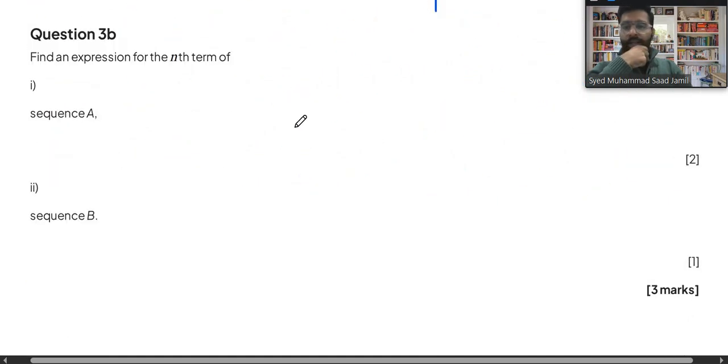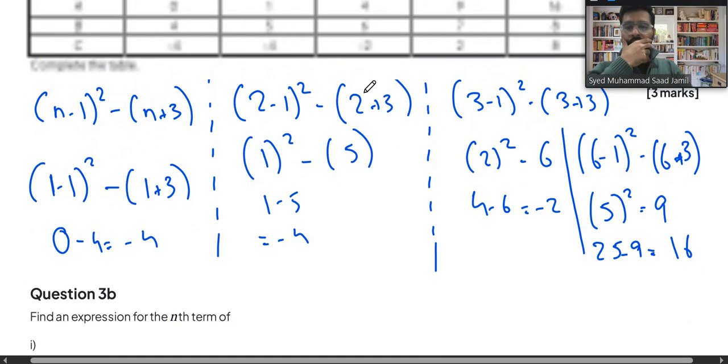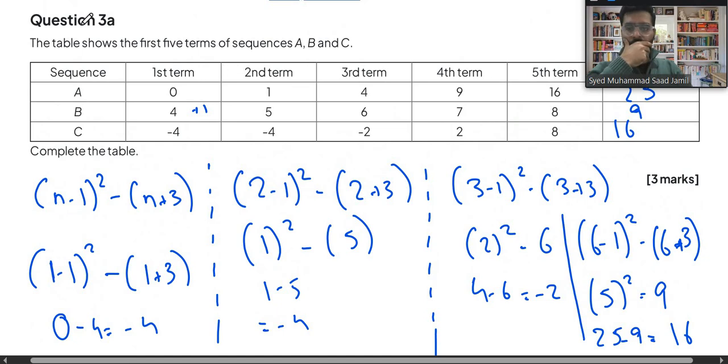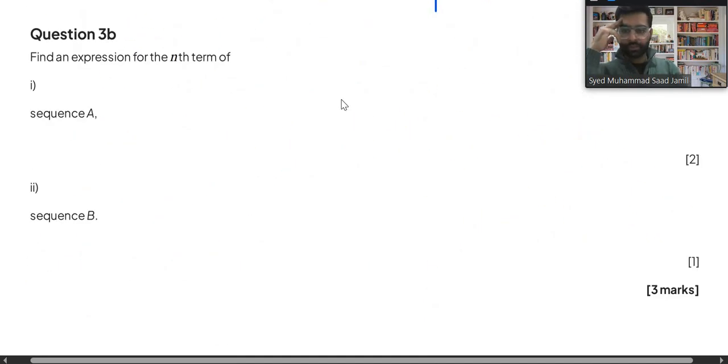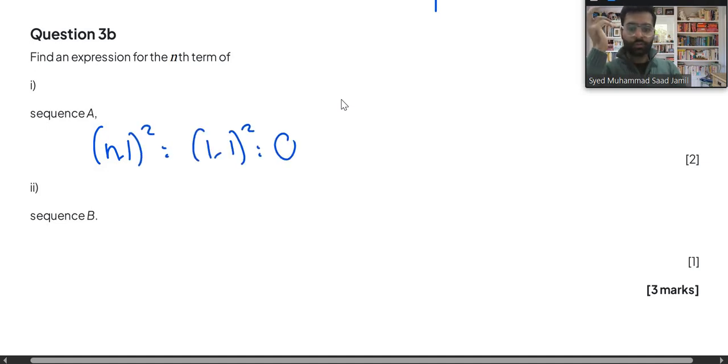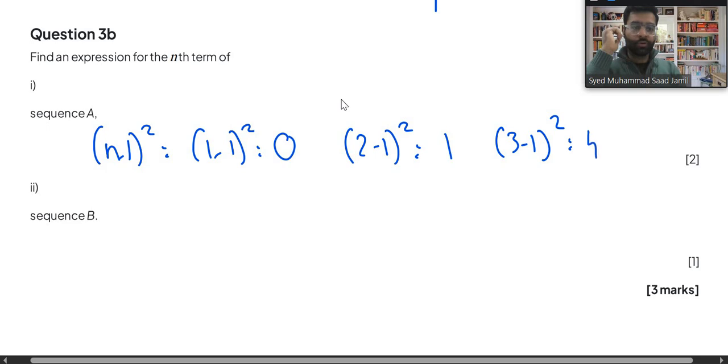Okay, so it says find an expression for the nth term of sequence A. So we have sequence A over here. We already know that the numbers are being squared, but the first term is 0. So it means n minus 1 squared. For example, 1 minus 1 squared, it's 0. 2 minus 1 squared, it's 1. 3 minus 1 squared, it's 4. So the sequence is n minus 1 whole squared.